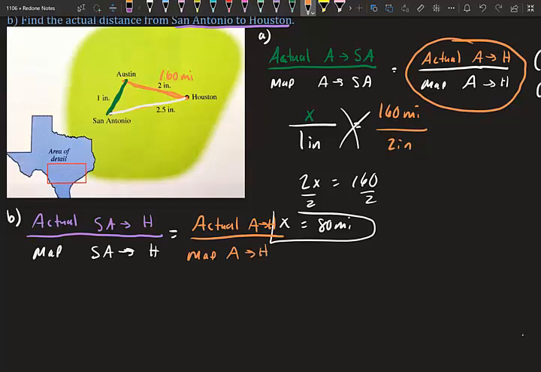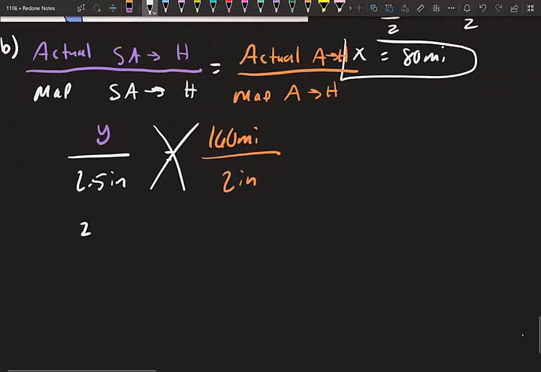All right, the actual distance from San Antonio to Houston, we do not know, so we're going to say that's y. We don't say x because we already said x was something. The map distance from San Antonio to Houston is 2.5 inches. The actual distance between Austin and Houston is 160 miles. The map distance between Austin and Houston is 2 inches. We cross multiply because these are proportions and similar figures. We get 2y equals 160 times 2.5. We get 400. Divide by 2, and we get 200 miles.